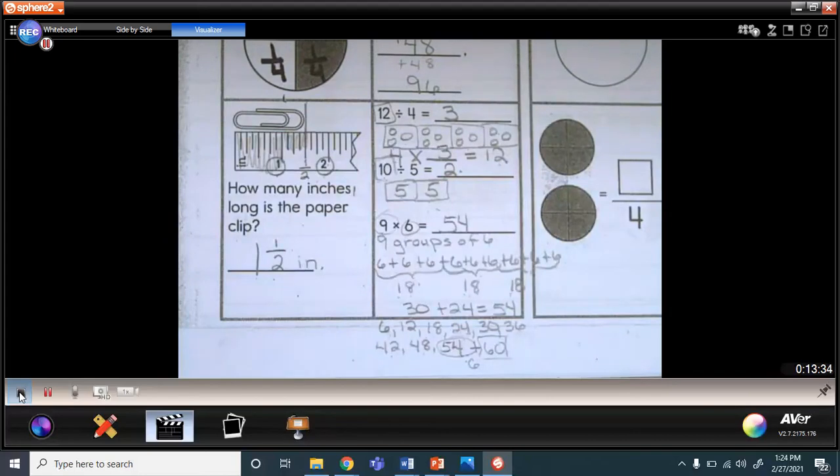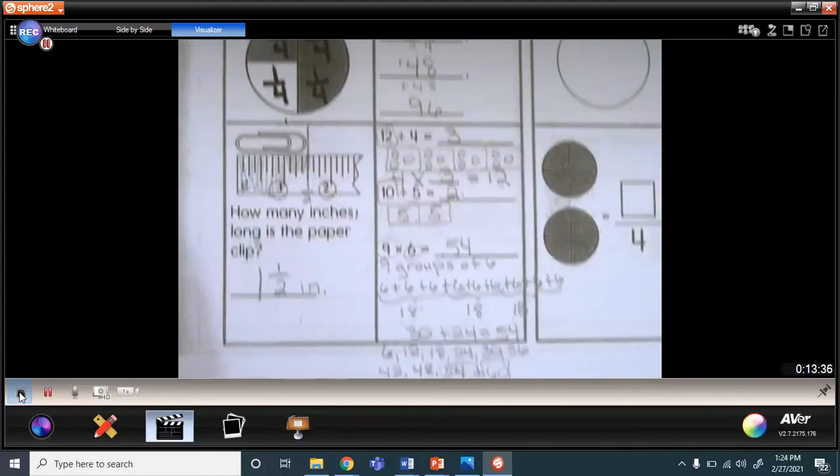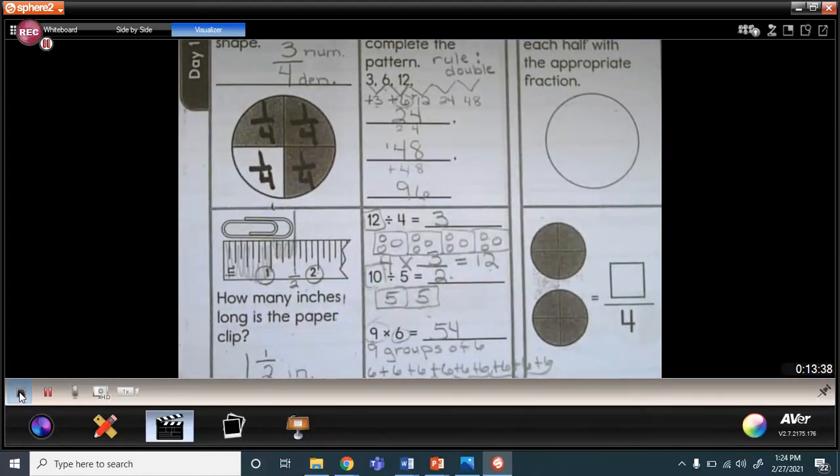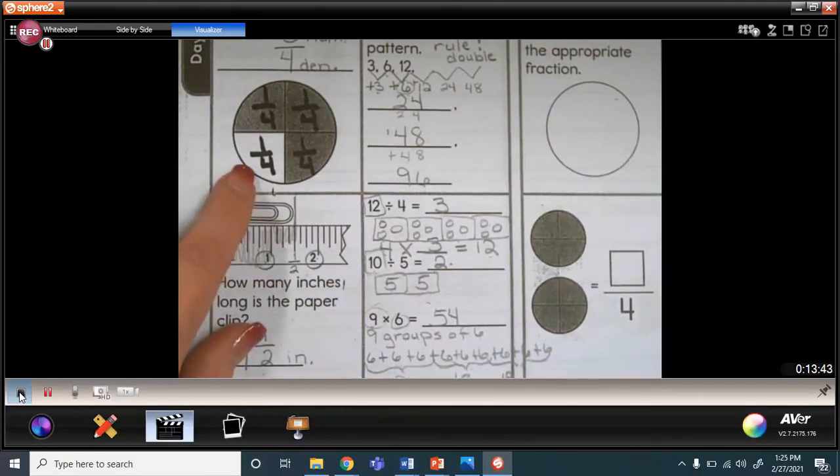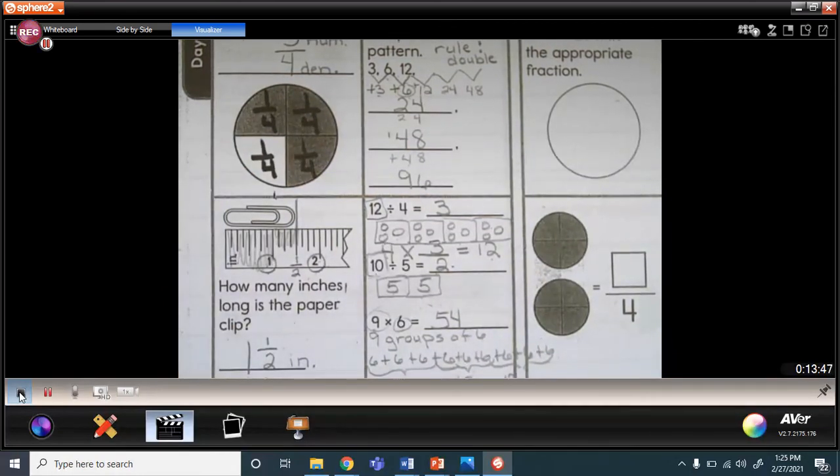So today in your discussion question, you're going to take the unshaded part of our circle, and that's going to be your answer for the discussion question today. What fraction of the circle is unshaded? Again, what fraction of the circle is unshaded?